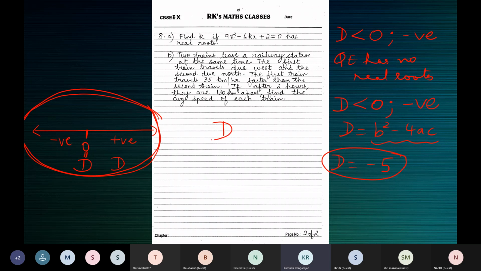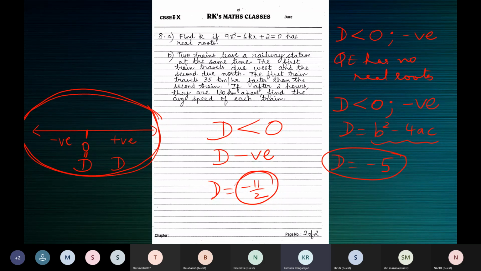Please understand, when the value of the discriminant is less than 0, that is when the value of the discriminant is negative, something like D is equal to minus 11 by 2. It's negative. That means the given quadratic equation has no real roots. Its roots are imaginary. It does not have real roots.